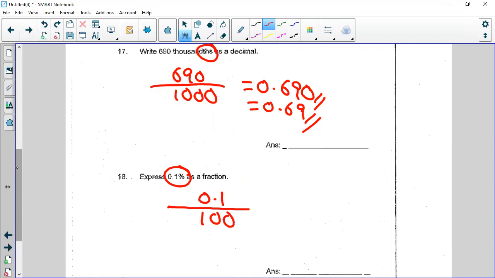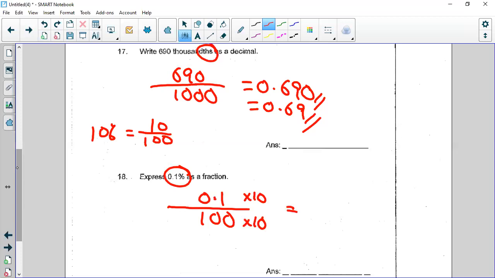Like for example, if I have 10%, what is the fraction? Always over 100, 10 over 100. If it's 0.1%, it is also over 100. So how do you get rid of the decimal point in the fraction? You just have to times 10 to get rid of the decimal point.